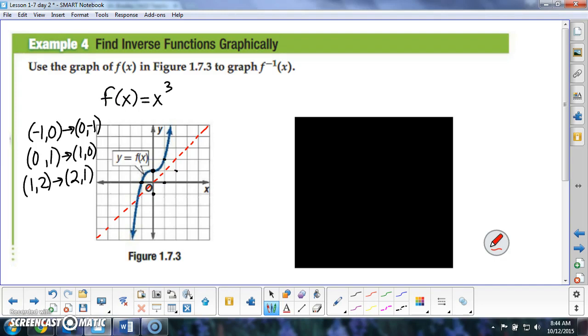You can take another point such as, let's see here, this one. About right there, looks like it's about -1.5, -2, and that would become -2, -1.5. So about right there. So this graph's going to look something kind of like this.